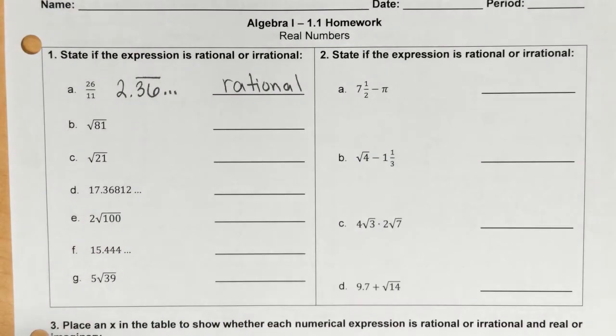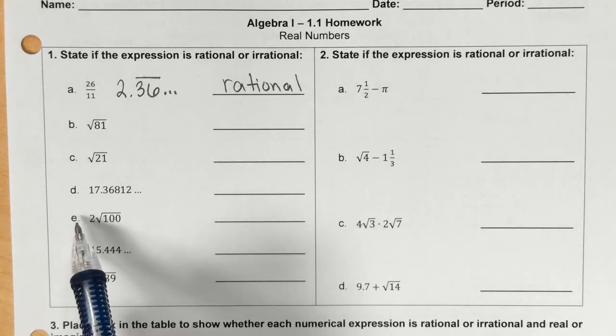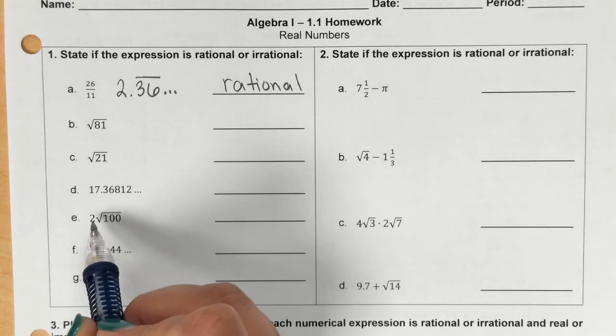So the idea is that you just go through each one and you figure out, is it going to be rational or is it going to be irrational? Okay? I think that one maybe we should look at is possibly E and G.